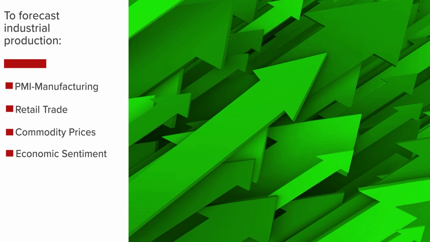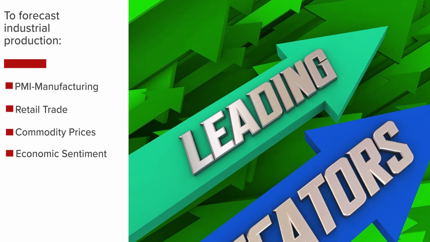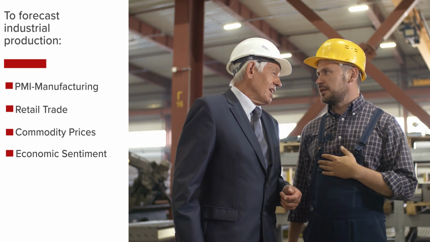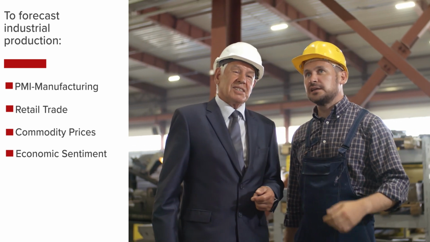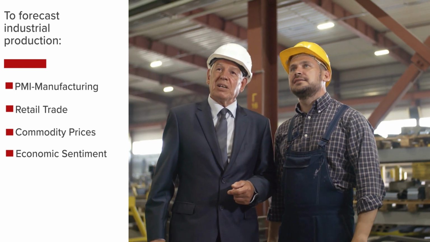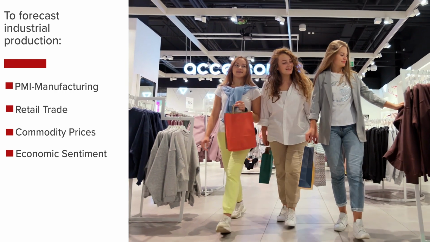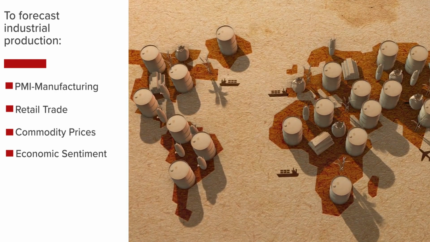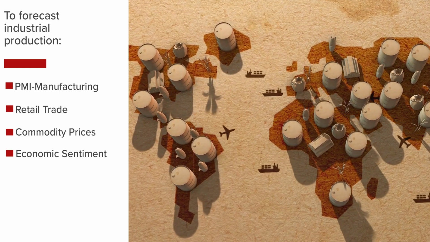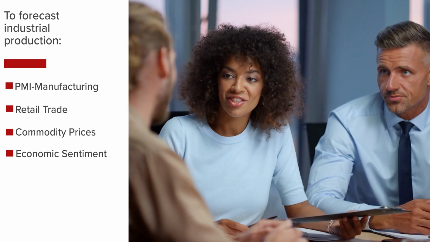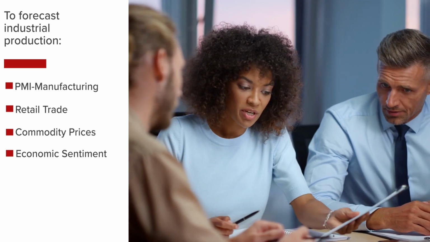To forecast industrial production, we'd look at leading economic indicators such as manufacturing PMI to measure the behavior, sentiment, and outlook of influential manufacturing executives, retail trade as a measure of consumer demand, daily commodity price action to get a gauge of how manufacturing inputs are doing, and economic sentiment to monitor business and consumer confidence, expectations, and uncertainty.